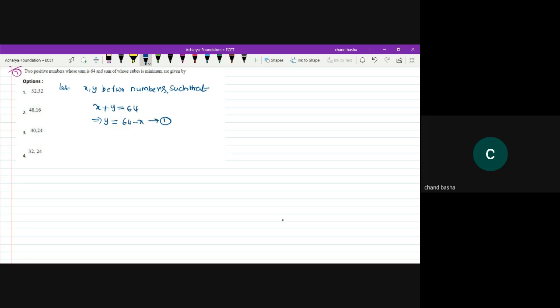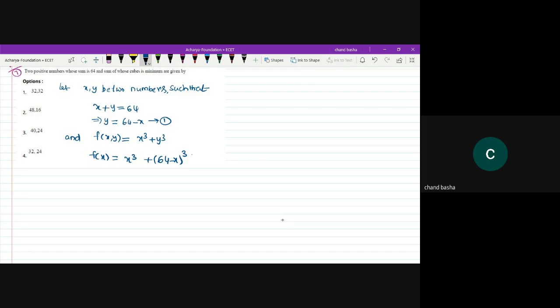And also the sum of the cubes. F of x comma y is equal to sum of the cubes, which means x cube plus y cube. This is to be minimum. Y value we already got here. F of x is equal to x cube plus y, meaning 64 minus x whole cube. Y value we have just substituted.